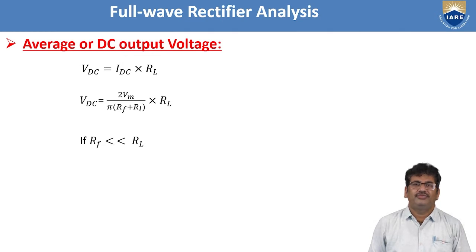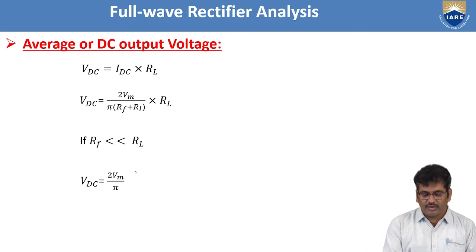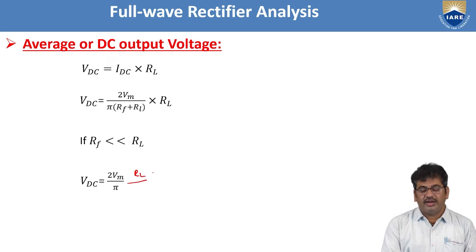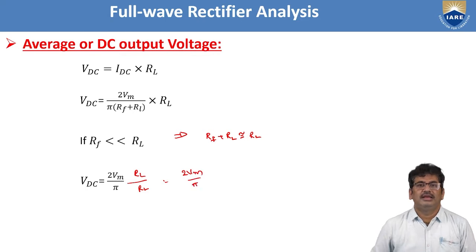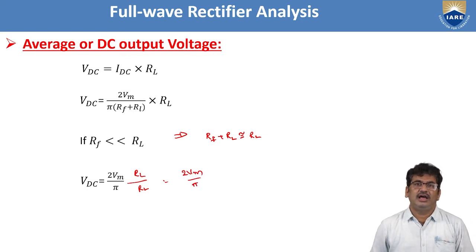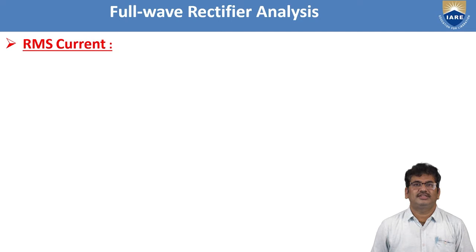Now if we substitute in VDC, we can write VDC is equivalent to 2 Vm by pi into numerator RL. As RF is much less than RL, we can write RF plus RL is approximately equivalent to RL. So RL gets cancelled, and we get 2 Vm by pi. This is the DC or average output voltage.